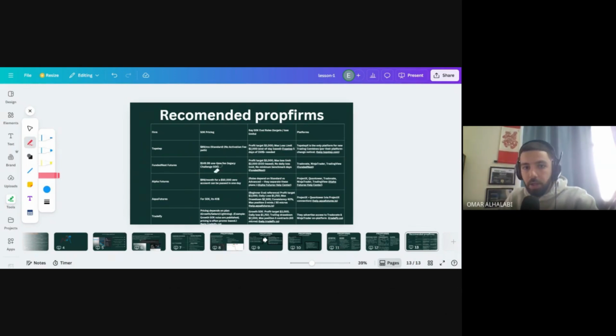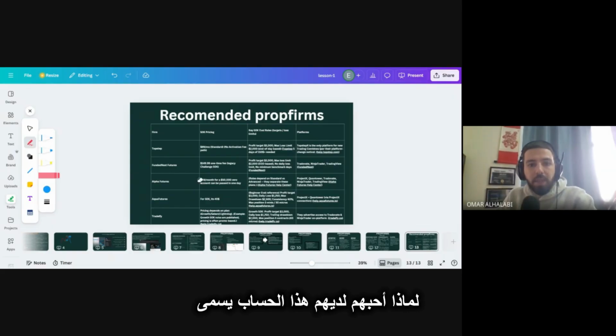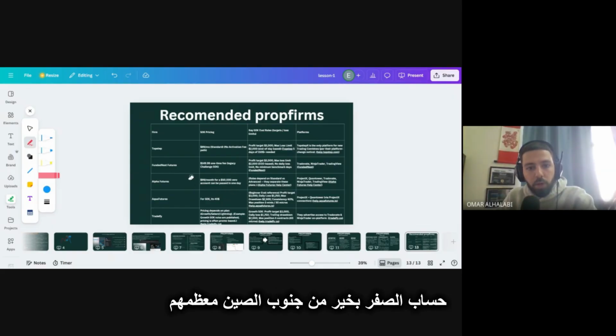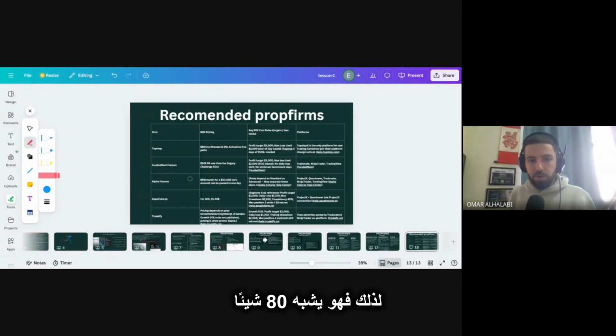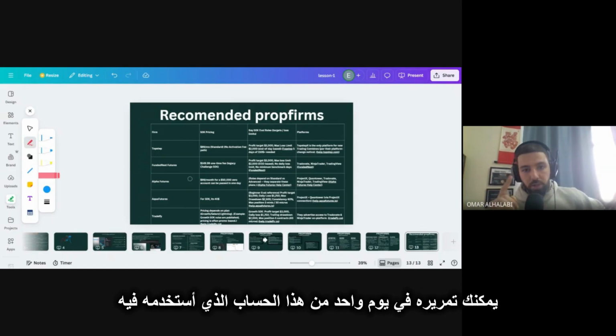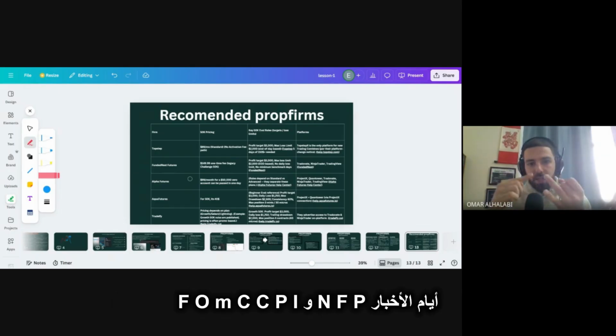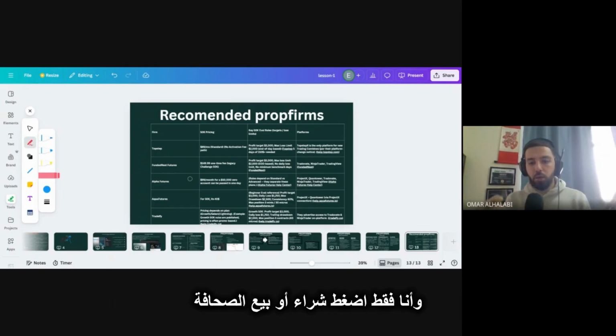copy trade them. Alpha Futures, why I like them, they have this account called the zero account. Most of the time they have discounts, so it's like 80 something. You can pass it in 1 day. This account I use in FOMC, CPI, and NFP news days. And I just press buy or press sell, and I pass in 1 day.